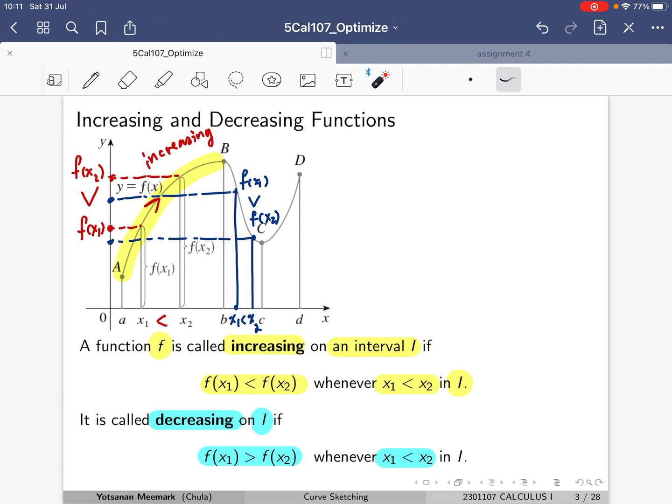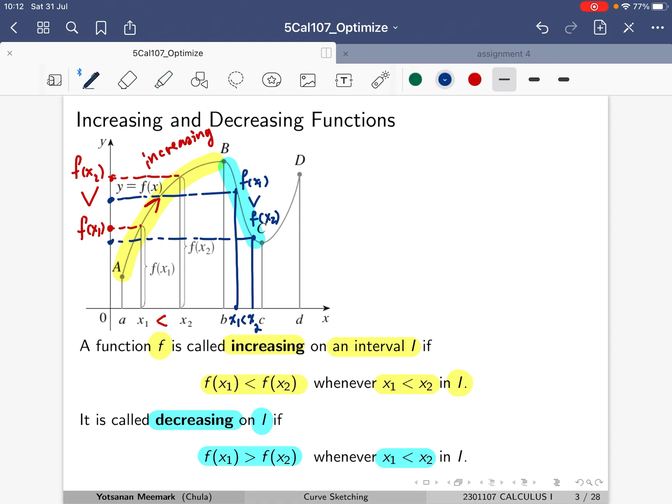So this behavior switches: your input x1 is less than x2, but your output goes the other way around. This kind of thing is called decreasing. So it means that in this interval, your graph, your function, is decreasing.